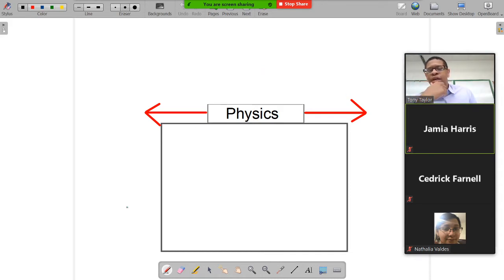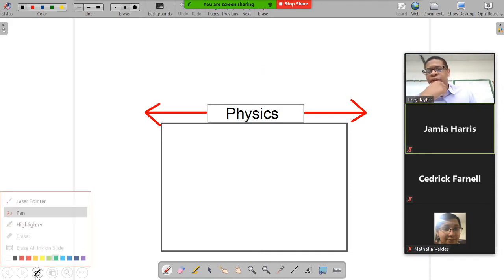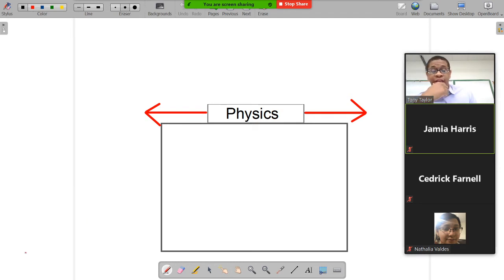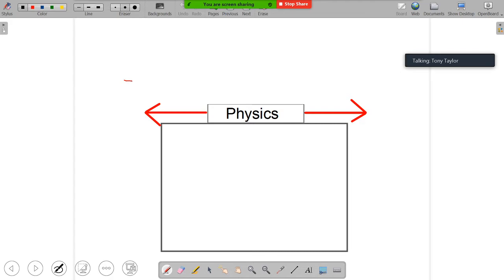Suppose we have a book sitting here, and suppose we have two people pulling on the textbook. One person is pulling on the textbook from the left, and the other person is pulling from the right. Let's suppose this person here is pulling with negative 15 newtons of force. If that's the case, the person on the right must be pulling with positive 15 newtons of force.